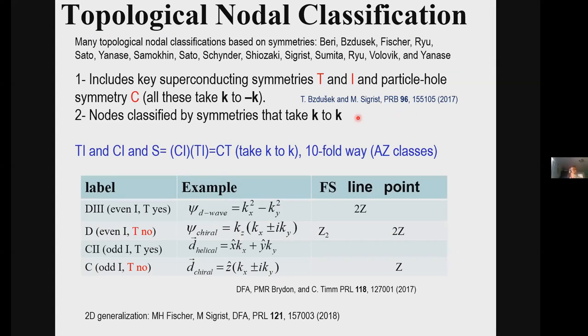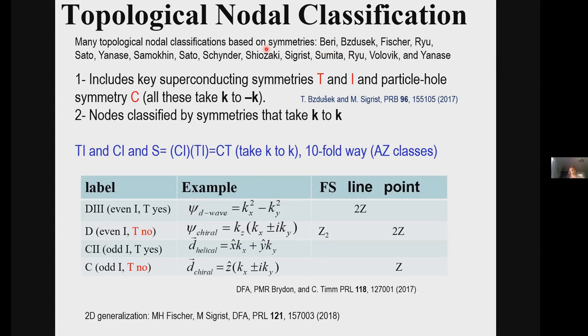Now let me jump into the nodal classification. So here, many people have actually carried out a topological nodal classification for superconductors. And I've written what is a subset of those people here. And I apologize if you're watching and your name isn't here. You can tell me and I'll include you. And the main difference between these classifications is what symmetries you include in your theory.